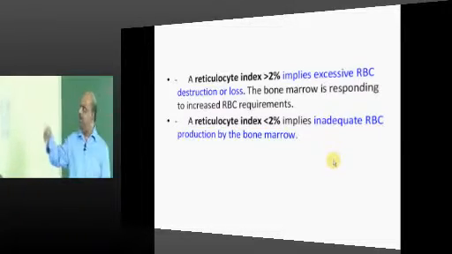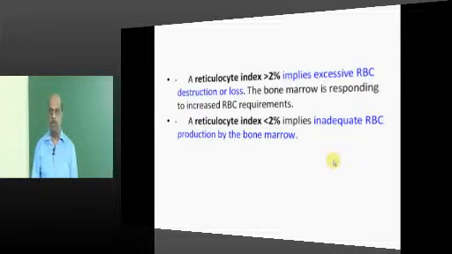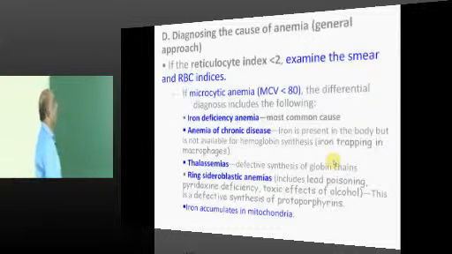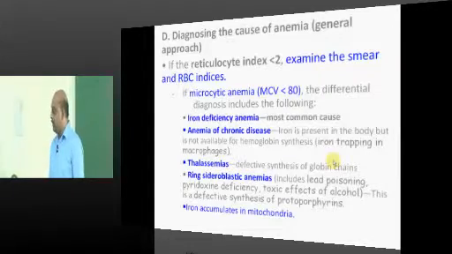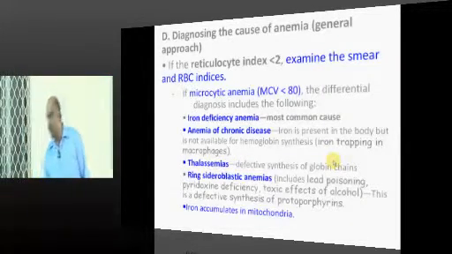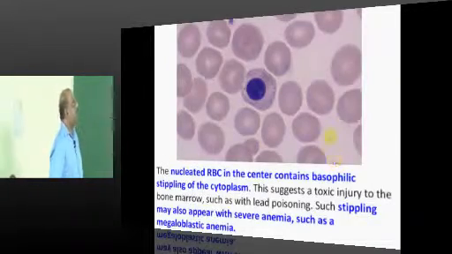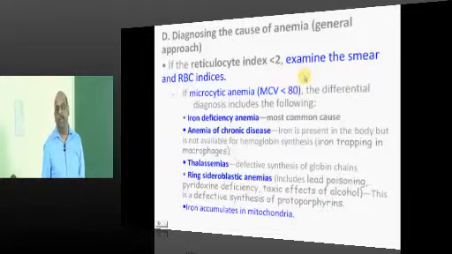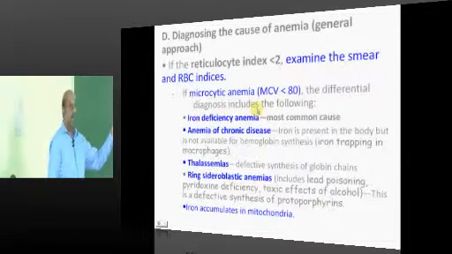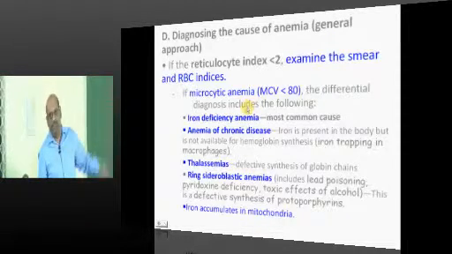Anybody with an anemia with greater than 8%, 7%, 6% retic count means look for hemolysis, is a very important rule. So how do you diagnose what is the underlying cause of anemia? If the retic count is less than 2, look at the peripheral smear, because it can be due to iron deficiency.